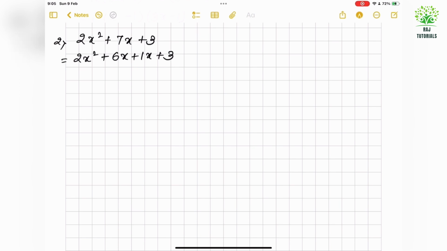So now from the first two terms I am taking 2x common, so x plus 3. Now from the second two I am taking 1 common, so x plus 3. So my answer will be x plus 3 into 2x plus 1.